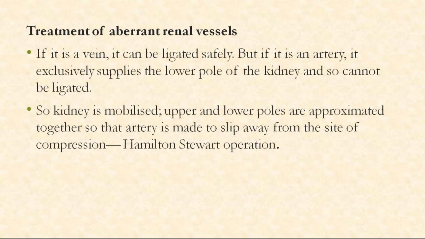Next, another procedure is called the Hamilton-Stewart operation. What is that Hamilton-Stewart operation? Here, the kidney is mobilized. The upper pole and lower pole are approximated together so that the artery is made to slip away from the side of the compression. So the aberrant renal artery compression is there. The kidney's upper and lower pole should be mobilized and separated from the obstructing portion of the artery. That is called the Hamilton-Stewart operation. Okay.